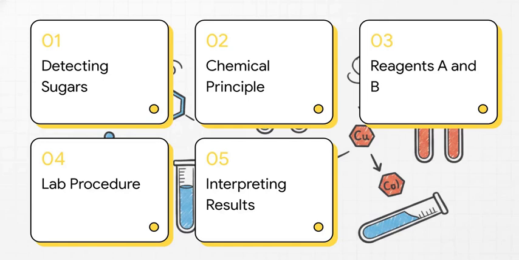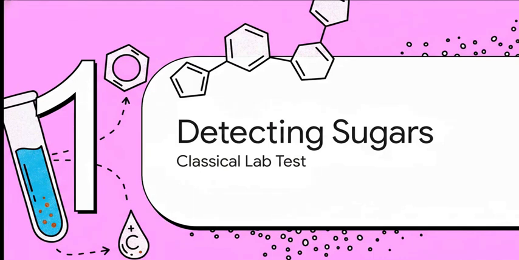It's such a fascinating problem, identifying these unseen molecules that give absolutely zero visual clues until you actively force them to. To solve this little mystery today, we're going to follow a pretty straightforward step-by-step structure. We'll start with detecting invisible sugars, look at the chemical principle, break down reagents A and B, walk through the actual lab procedure, and finally, interpret the results. All right, part 1, detecting invisible sugars, the classical biochemical test.